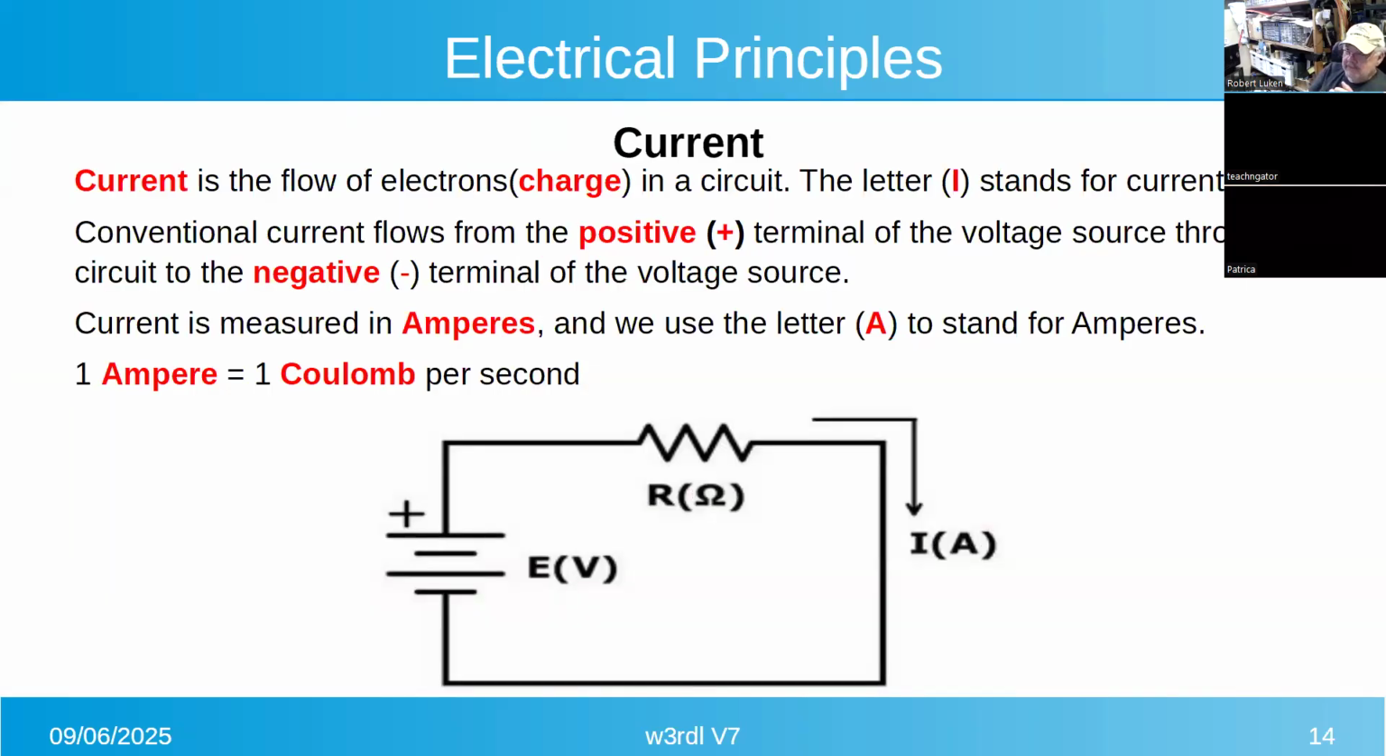Current, which I mentioned, is the flow of electrons or charges in a circuit. We use the letter I to stand for current. Conventionally, it flows positive to negative. We measure it in amperes, and we use A to stand for an ampere. Like I said, an ampere is equal to 1 coulomb per second. The same little circuit here shows the battery, a resistor, and the current.